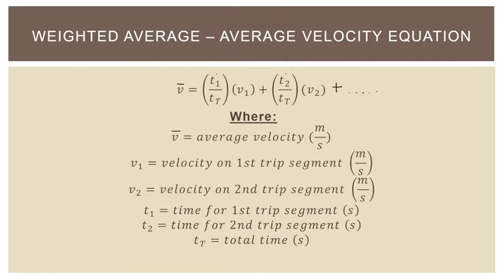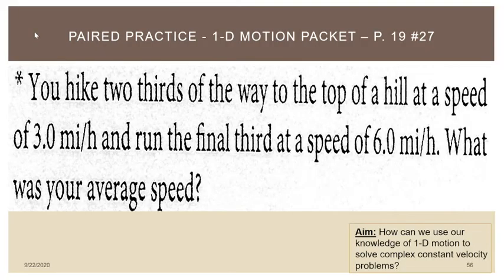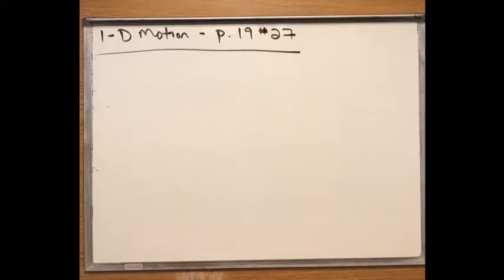All right, let's take a look at how to do this problem. It says you hike 2/3 of the way to the top of the hill at a speed of 3 miles an hour and run the final third at a speed of 6 miles an hour. What was your average speed? I like to show this problem a few different ways. Okay, so in this problem it says you hike 2/3 of the way to the top of a hill at a speed of 3.0 miles per hour and run the final third at a speed of 6.0 miles an hour. What was your average speed?